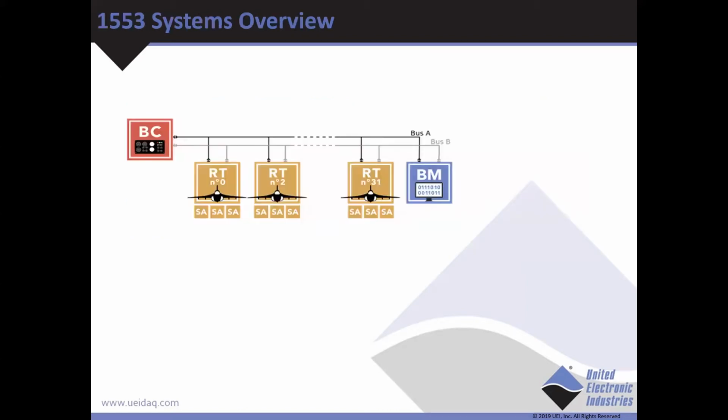A 1553 system will have a bus controller, will have up to 32 remote terminals, and each remote terminal will have 32 subaddresses. An example of a remote terminal might be a missile launcher, and the subaddresses may be the missiles. And then there's an optional bus monitor that allows you to observe and even record the traffic on the bus. The system has two sides to the bus, A and bus B, for safety and redundancy. Every RT is connected to both sides of the bus.